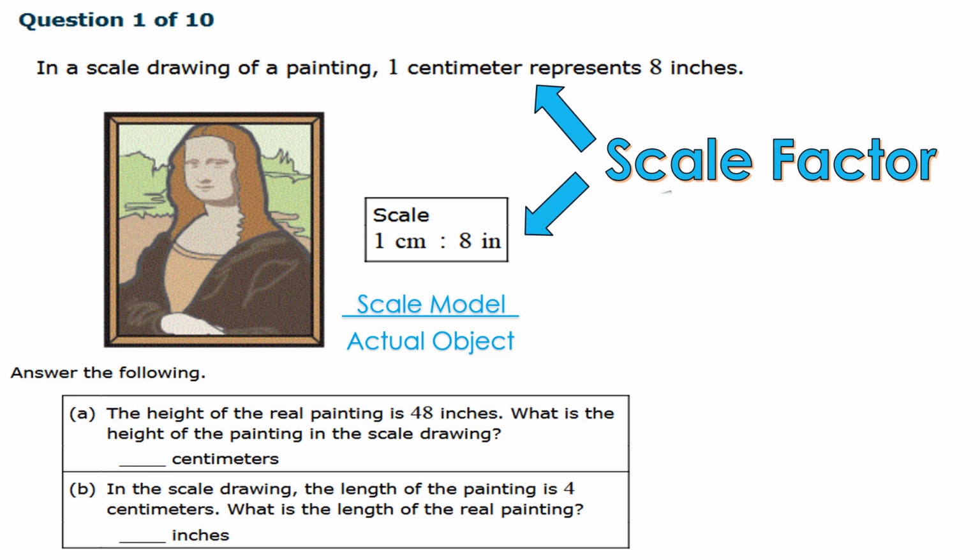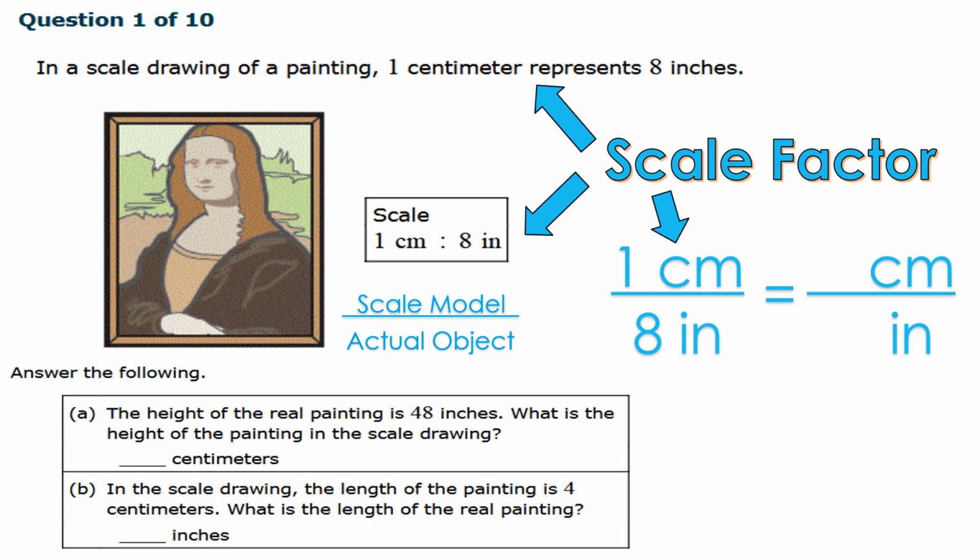So we're going to take that scale factor and write it as a fraction. Then we'll continue to make it a proportion by keeping the same units on top and on bottom of the second fraction. Now we can answer the question. The height of the real painting is 48 inches. What is the height of the painting in the scale drawing? Well, since the 48 inches is the actual object, we're going to put it down on the bottom where the inches are. And then the part we're looking for is the amount in the scale drawing.